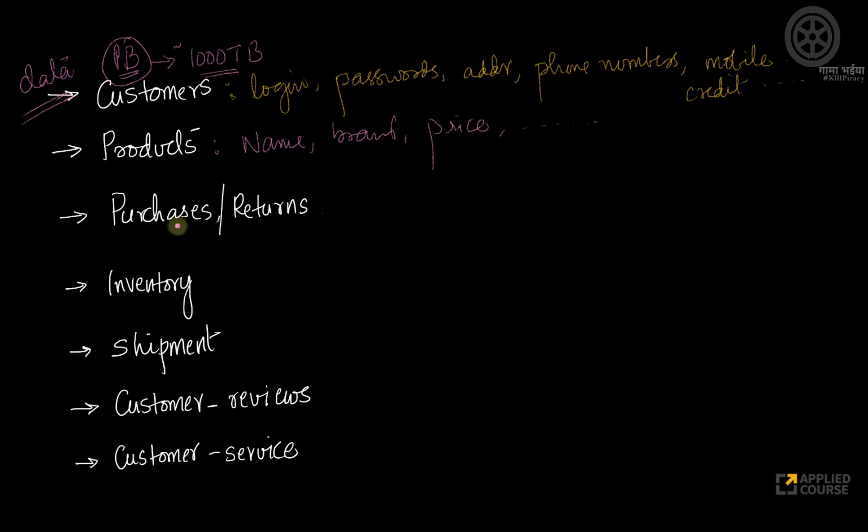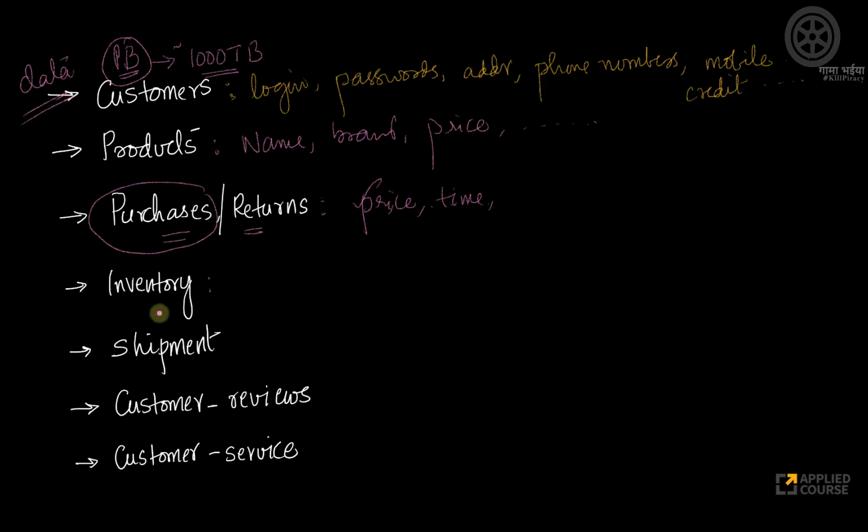Similarly, customers purchase products and customers return products. If you've ever used an e-commerce website like Amazon or Flipkart, you make purchases there. If a user has purchased a product, we have to keep track of this. At what price has he purchased? At what time? What is the shipping address that we have to ship this item to?